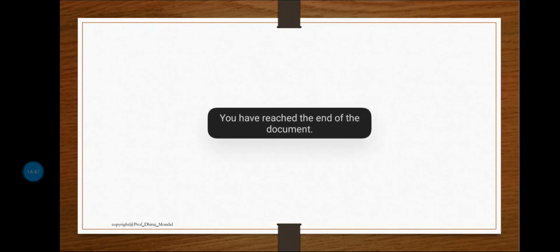Clear? I think it is clear, and that is it for this lecture. In the next class we will be discussing more problems related to this specific speed.